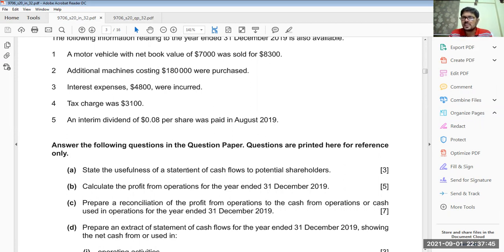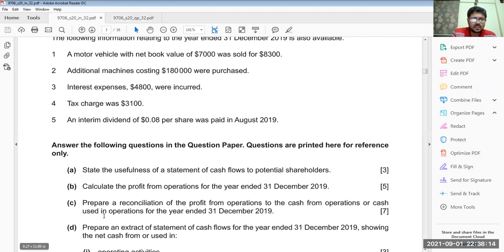Now, you see, potential shareholders are those who have not yet invested in the company or who might be willing to buy shares of this company. So, how would the cash flow statement help them? They would know the actual generation of cash in the company, the actual cash flow, and the actual liquidity position of the company. The cash flow can help in so many ways.